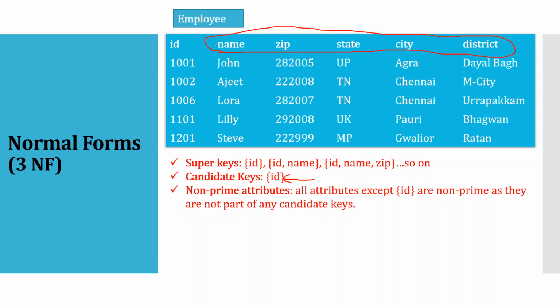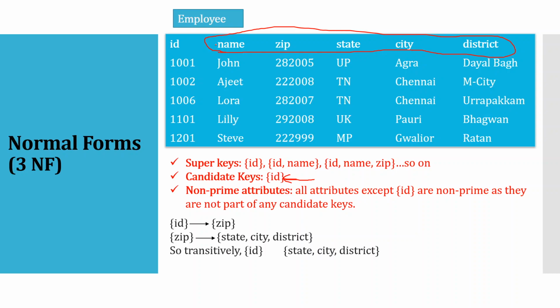Right? So now let's see what the next point says. It states that ID determines zip. Zip determines state, city and district. So ultimately ID determines state, city and district. Can this be a functional dependency? Yes or no? Anyone?